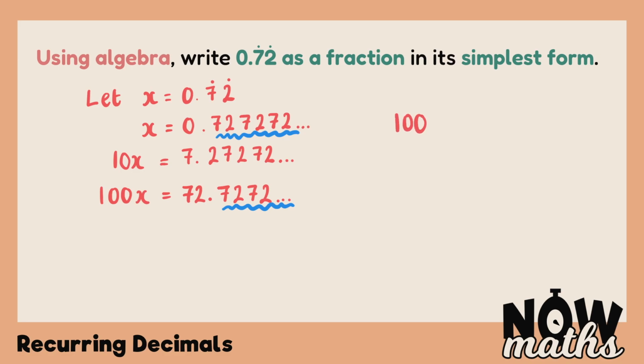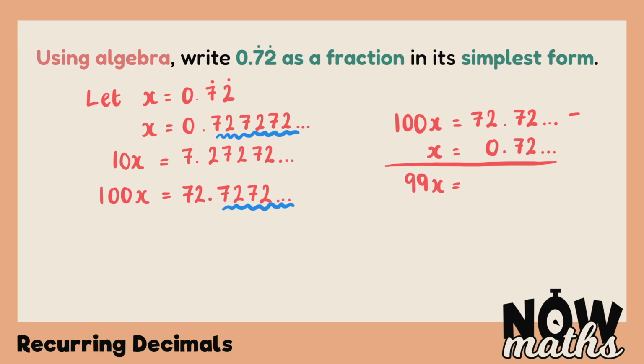So we'll have 100x on top, which is our 72.72 recurring, and we'll have x on the bottom, which is 0.72 recurring, and we're going to subtract. So starting off with 100x, subtract 1x, which gives us 99x. And then when we subtract the decimals, the recurring part will cancel, and 72 subtract 0 is just 72.